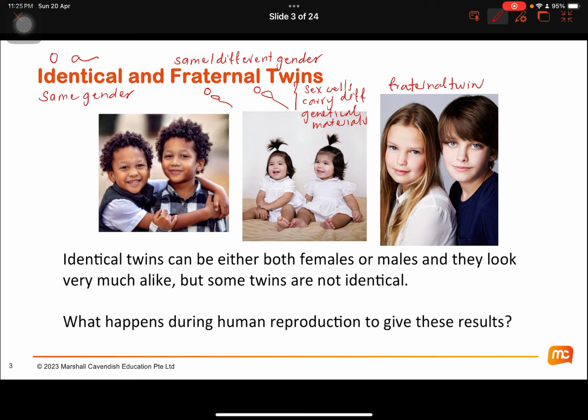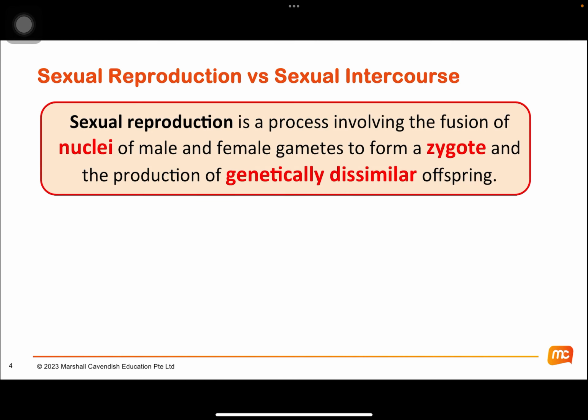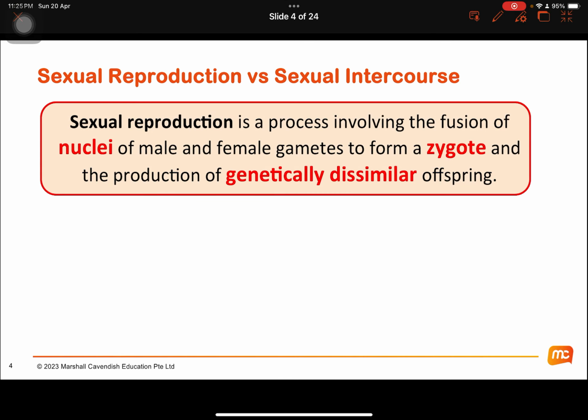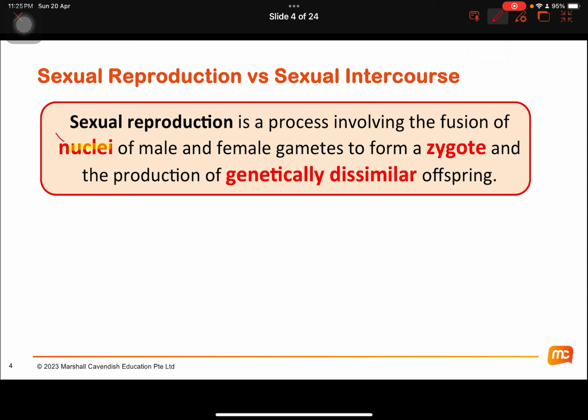Alright, let's continue. So, before we enter fertilization, I want to reiterate the difference between sexual reproduction and sexual intercourse. So, sexual reproduction is the process of fertilization actually, where the nucleus, to be more specific, it's not just the sperm and egg fusing together, but the nucleus of the sperm and the nucleus of the egg. Why the nucleus? It's because the nucleus carries genetic material.